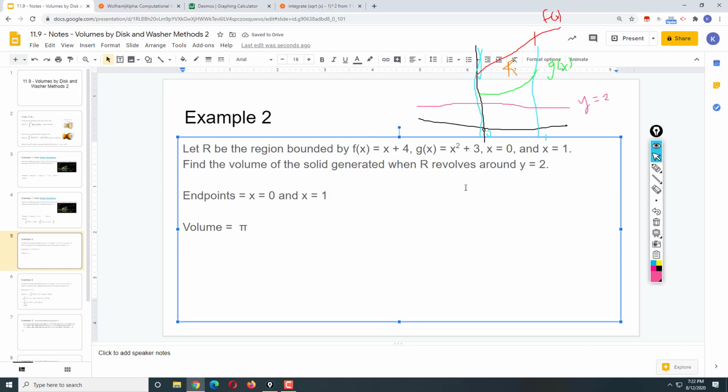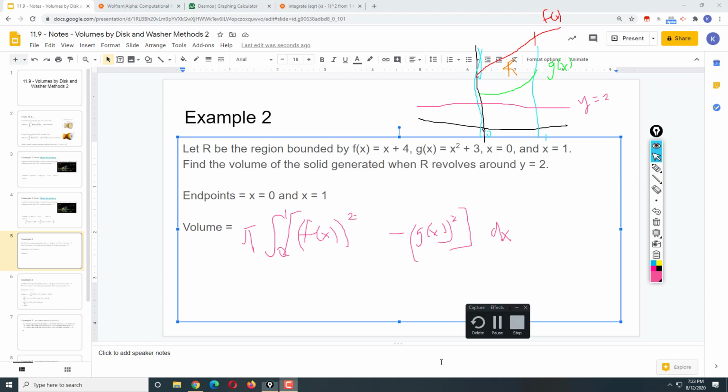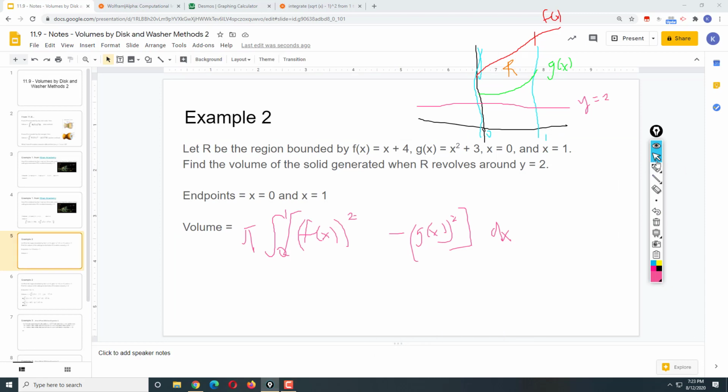So our volume has to equal pi times, I'm going to write this all out, pi times our integral from 0 to 1. If this solid R were revolving around the x-axis, then we would have a washer, and it would be f of x squared minus g of x squared, the whole thing dx. That's if we're revolving around the x-axis. We're not revolving around the x-axis.